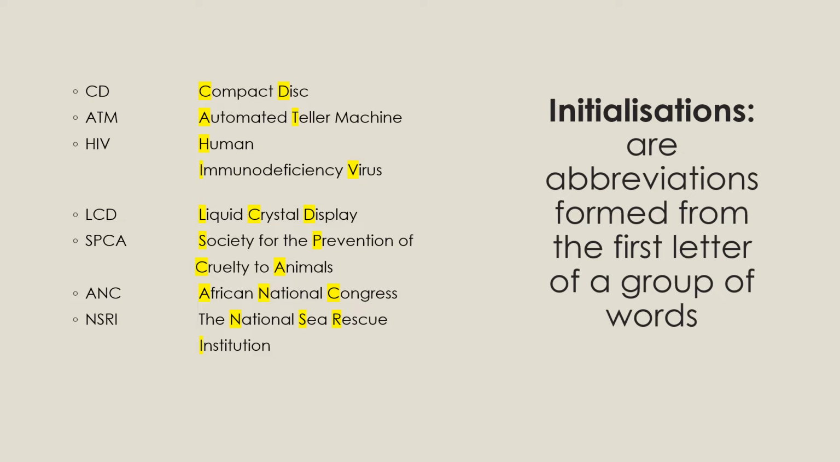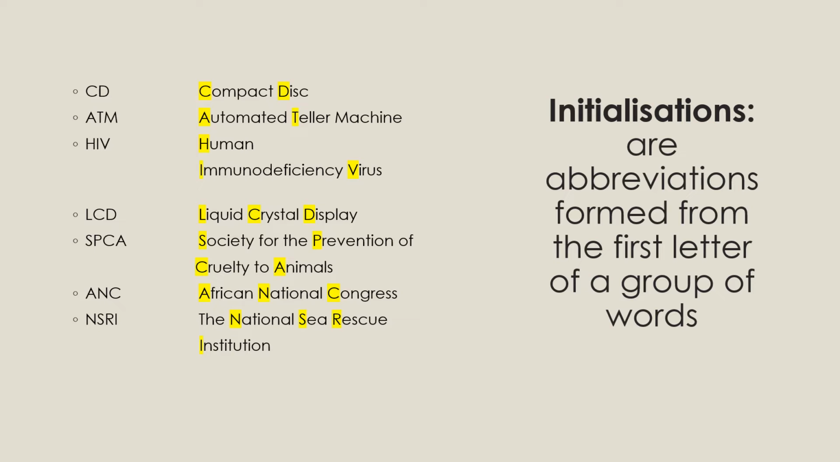Let's go on to initializations. They are abbreviations formed from the first letter of a group of words. So we call it a CD, but actually that comes from the word compact disc. We use the C and the D. When you draw money, you draw it from an ATM, and we call it an ATM. But it stands for Automated Teller Machine.